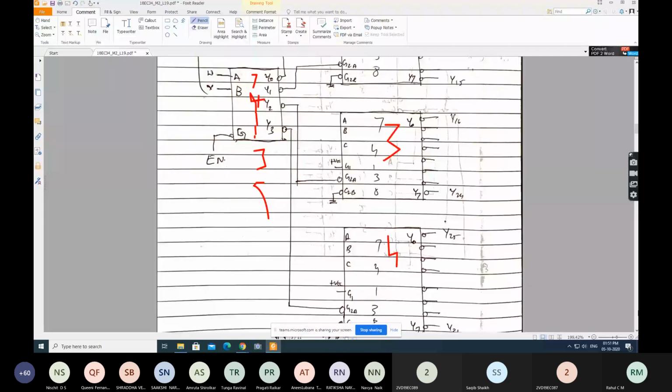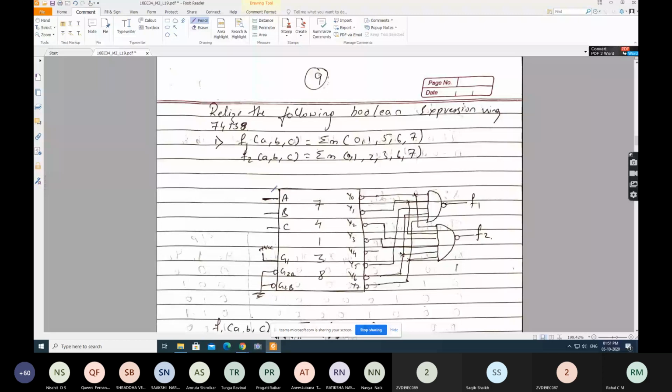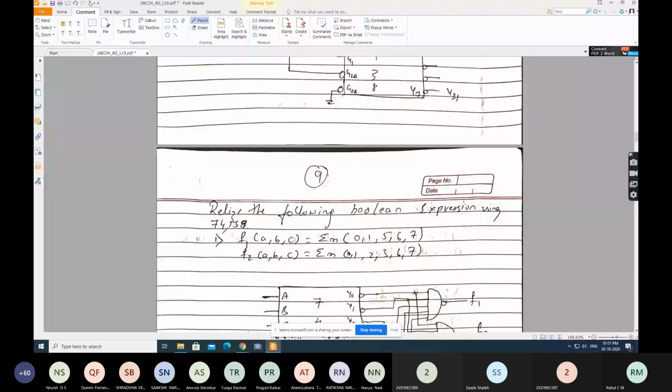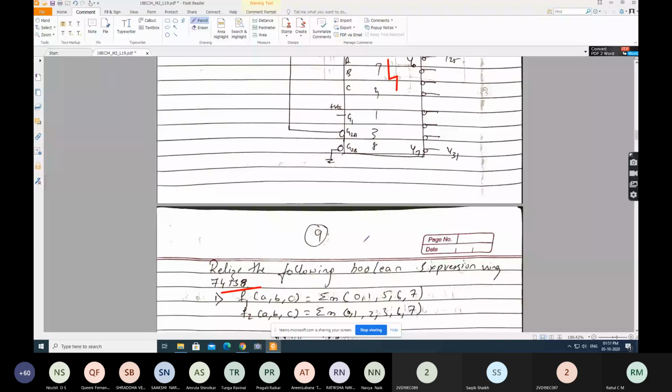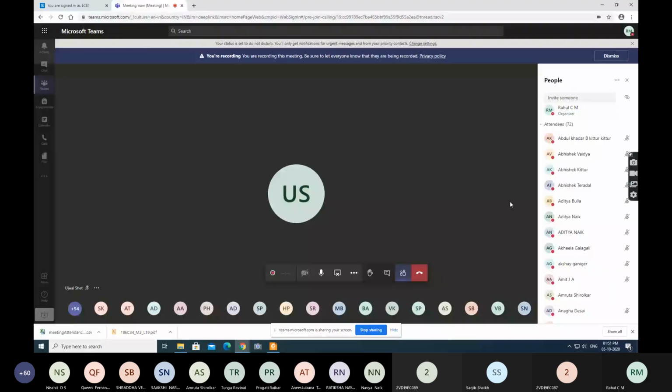Now, realize the following Boolean expression using 74138. You know, right? 74138. Look here. Am I audible? Yes, sir. Realize the following Boolean expression using 74138.